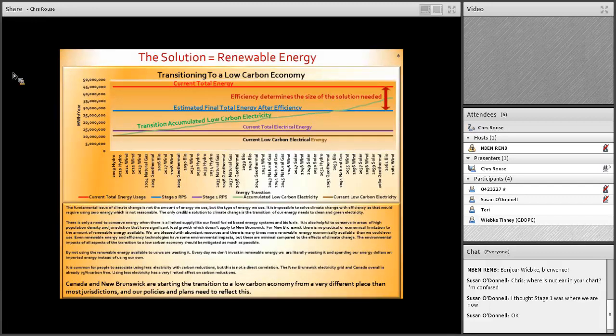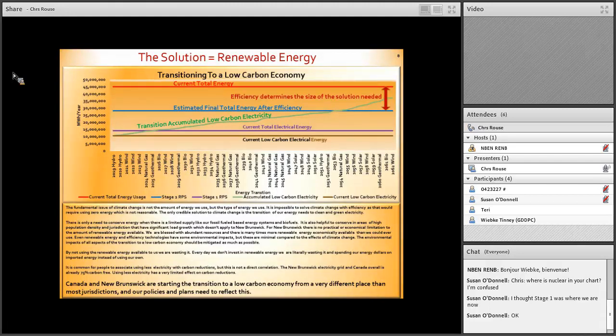In developing countries where energy needs are growing really rapidly, efficiency really helps. In grids that are very carbon intensive, efficiency helps quite a lot. In places with really high population densities, that really works. But for New Brunswick, there's really no practical or economical limitation to the amount of renewable energy available to us. We are blessed with abundant resources, and there is many times more renewable energy economically available to us than we could ever use.